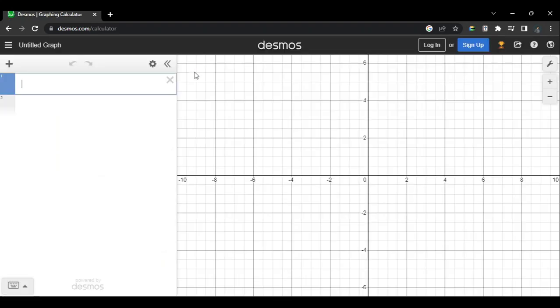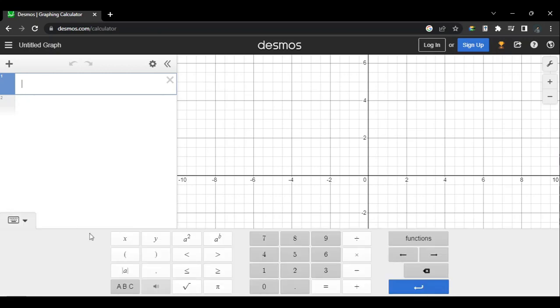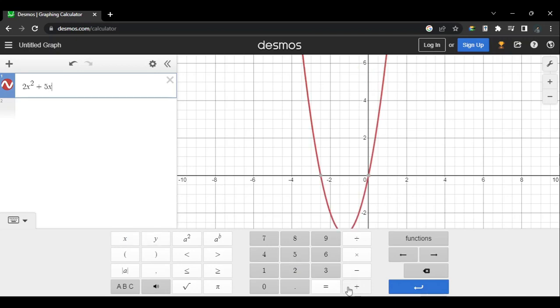So this is the interface of the Desmos graphing calculator. On the left side you can see the section where you can put your equation in this box, and on the right side you can see the graphing indicator, and at the bottom you can see the number buttons. So for the first equation, for example, I will put the quadratic equation 2x squared plus 5x plus 3.